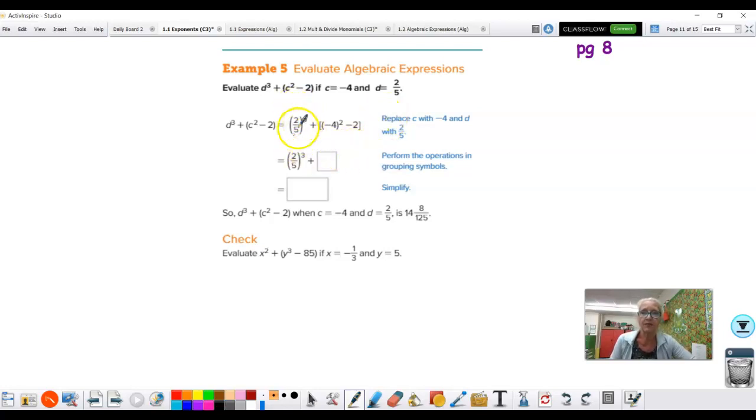So we have 2/5 to the third power here, but we need to use our order of operations and solve what's in these parentheses. Within the parentheses, the order of operations still holds. So we would do exponents before we would do subtraction. -4 to the second power is 16, and 16 minus 2 is 14.